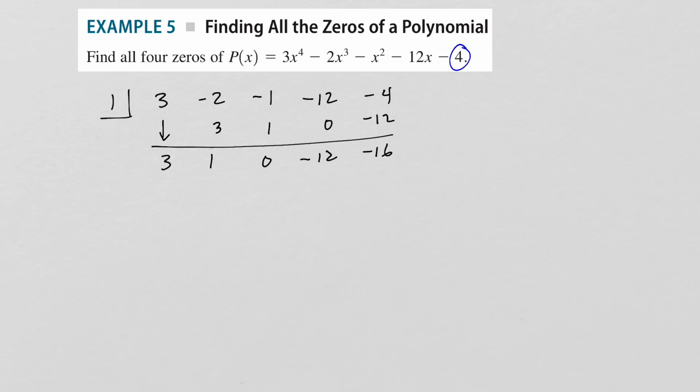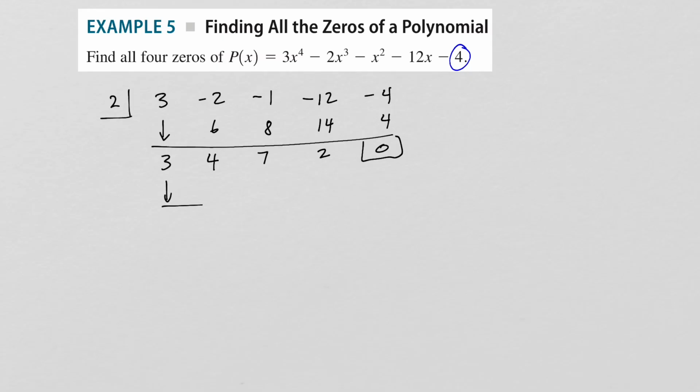Let's try -1. Okay, we can see that -1 is also not a 0. So what are our other choices here? Well, another factor of 4, of course, is 2 and also -2. So let's try 2. And 2 works. So we now know one of the zeros.